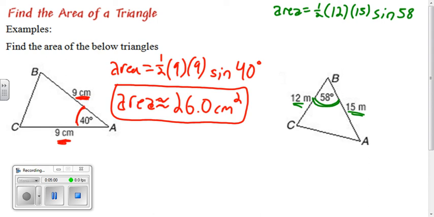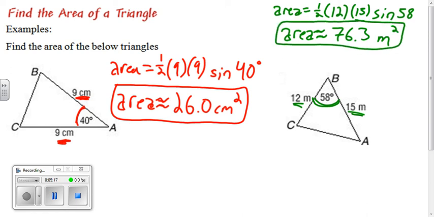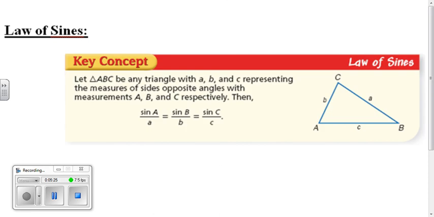Again, I'll give you a second to punch that into your calculator. Mine again is showing me area, again, approximately going to come out to 76.3. This time it's meters squared. Again, you always want your units squared because it is an area, not a length. So that's how finding the area of any triangle would work.